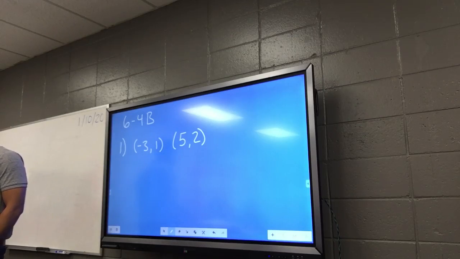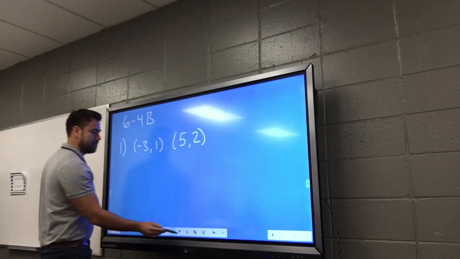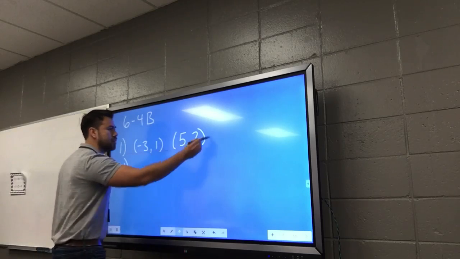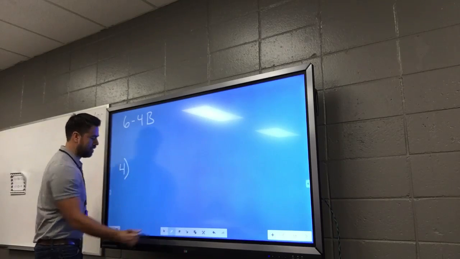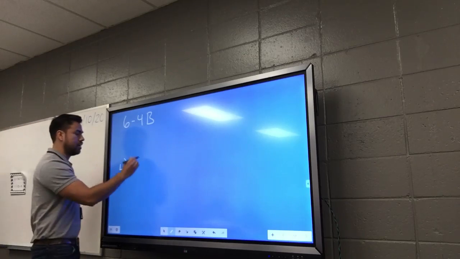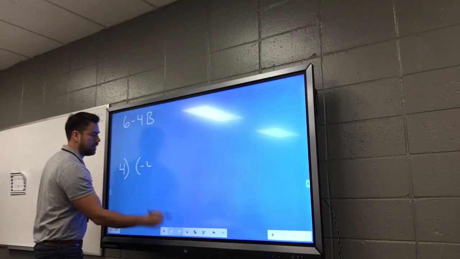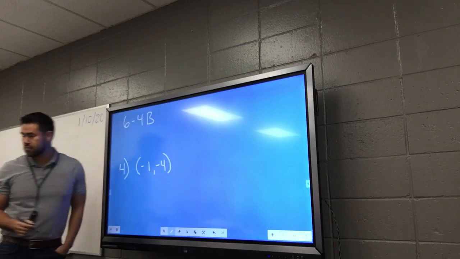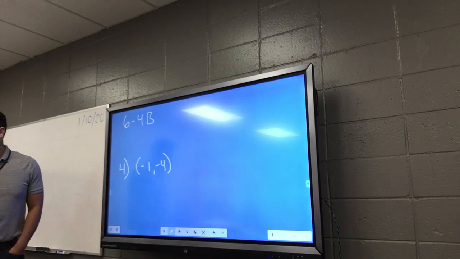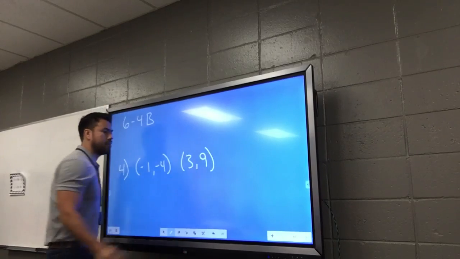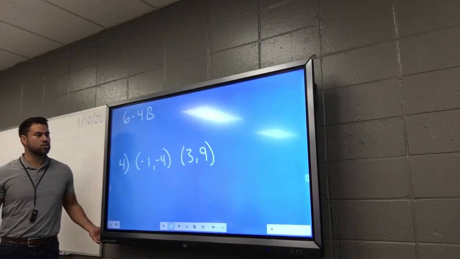Let's do number 4. Number 4. So we are not doing number 1 because we already did it. It looked too familiar for me. And that's going to be -1, -4, and 3, 9. So find the slope of a line that contains those 2 points.